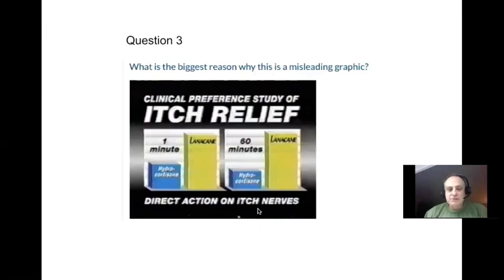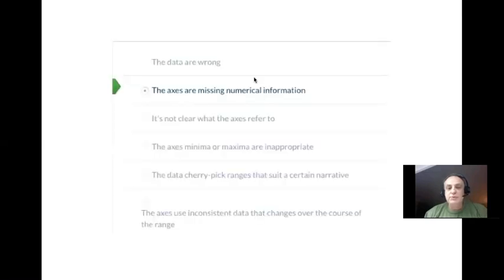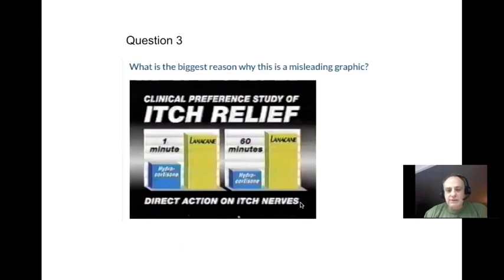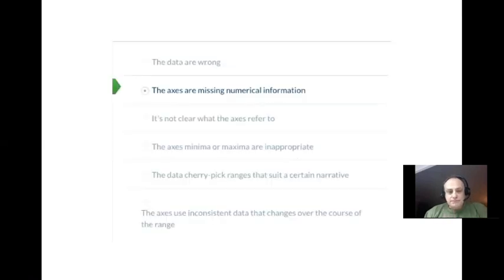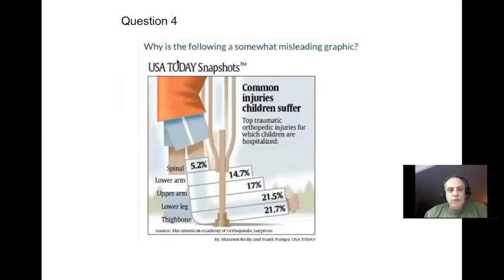Question 3, what is the biggest reason why this is misleading? Can you see there are no numbers around it, just pictures. The axes are missing numerical information. When you're doing a graphic, you need to have the numbers over here indicating what this is. This isn't giving any of that, so it's misleading.